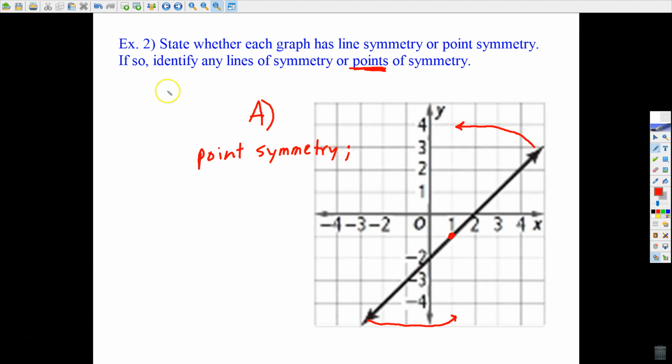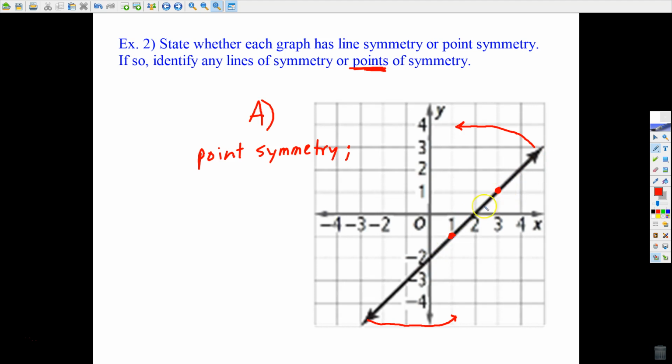And identify any lines or points of symmetry. Well, the thing about a straight line like this is that's going to be true no matter where we are, any point that I wanted to make. If I were to spin this line around on this point and do the same thing, take this arrow in this direction and this arrow in this one, I'm going to have the exact same line.